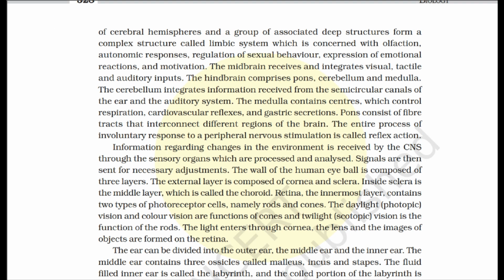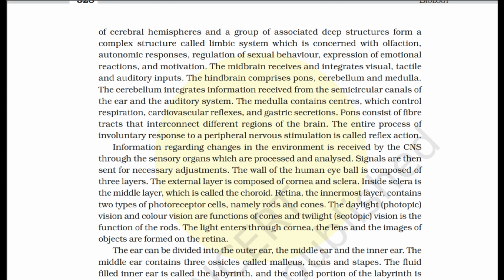Inner parts of cerebral hemispheres and a group of associated deep structures form a complex structure called limbic system, which is concerned with olfaction, autonomic responses, regulation of sexual behavior, expression of emotional reactions, and motivation. The midbrain receives and integrates visual, tactile, and auditory inputs. The hindbrain comprises pons, cerebellum, and medulla.